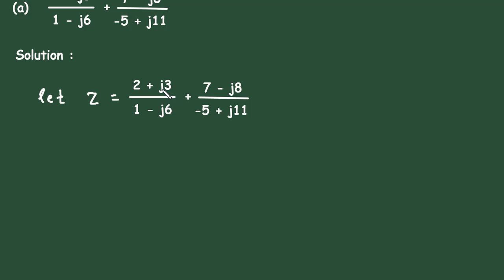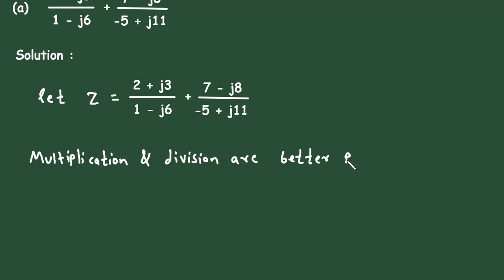So here these are in rectangular form, but we need this in polar form because we know that multiplication and division are better performed in polar form. So we will convert this rectangular form to polar form.